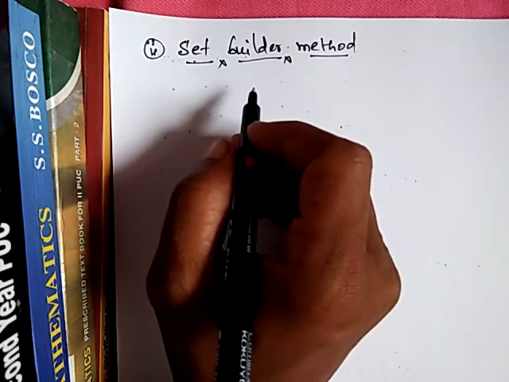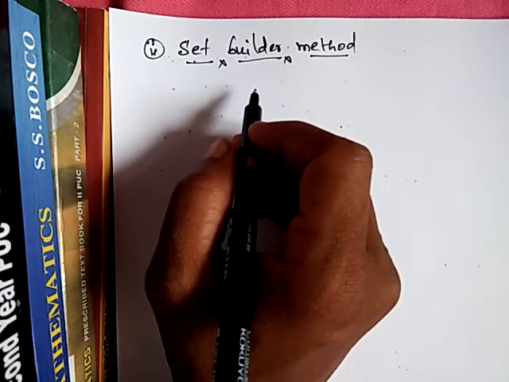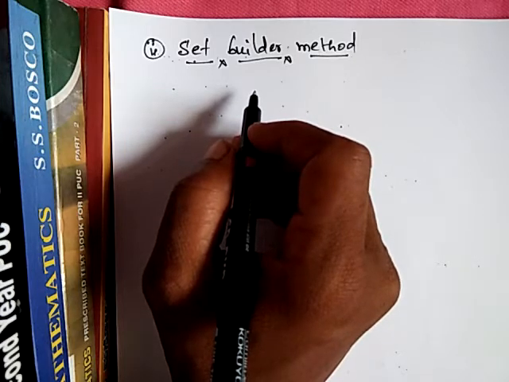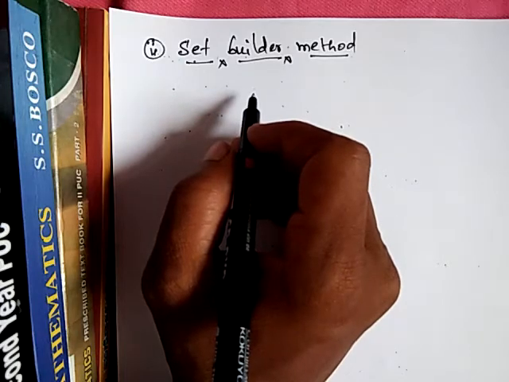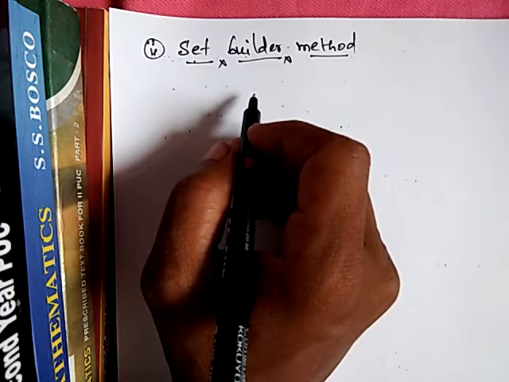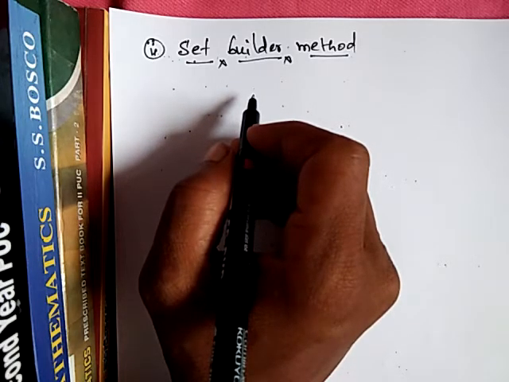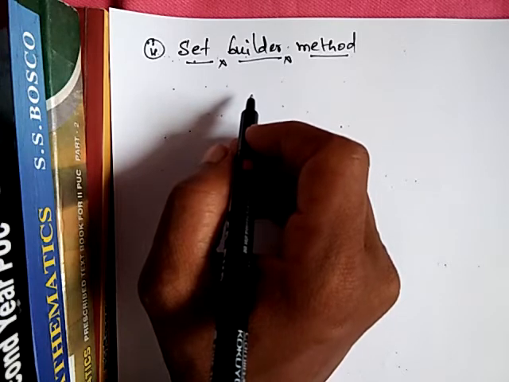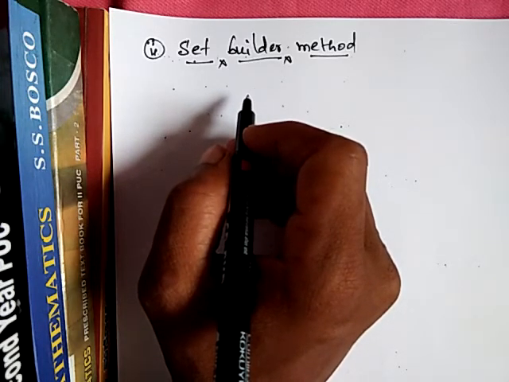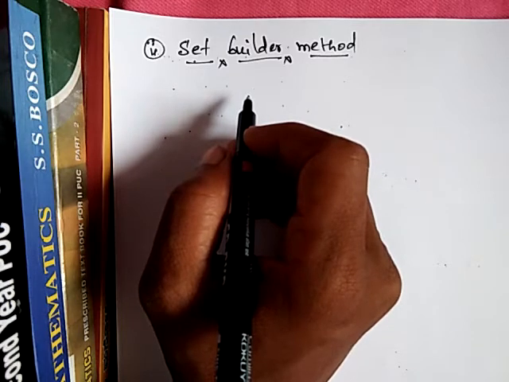Okay, listing the elements of a set is sometimes difficult. Sometimes, for the set of integers or the set of natural numbers, there are so many numbers that it is difficult to note down all the elements or members of the natural numbers. Sometimes it is difficult, and sometimes it is even impossible.